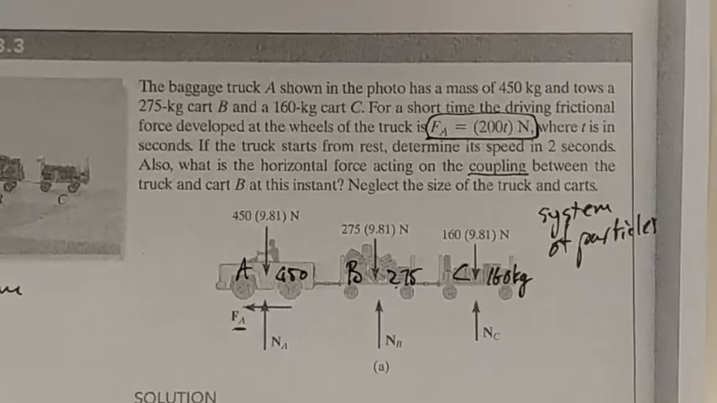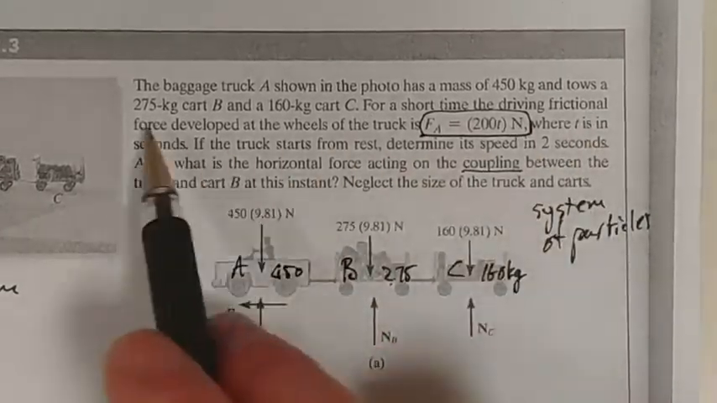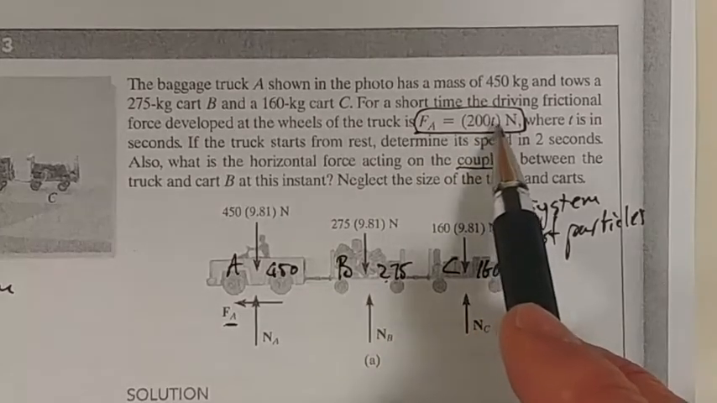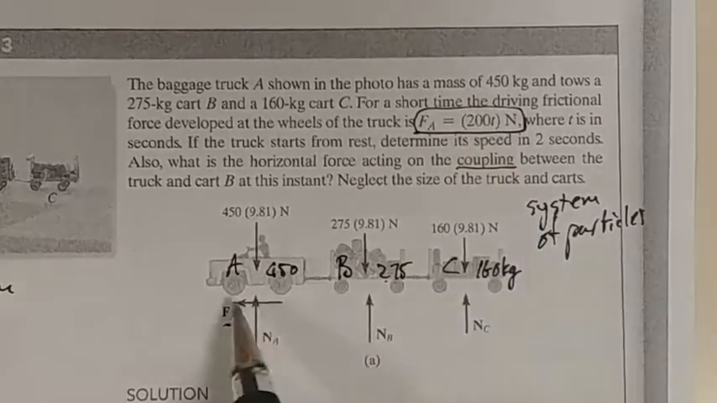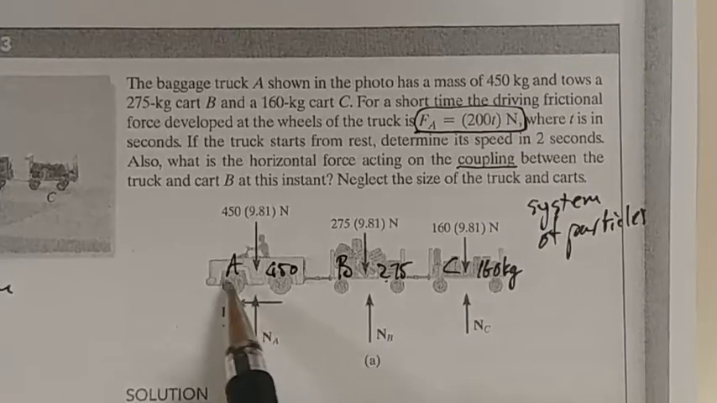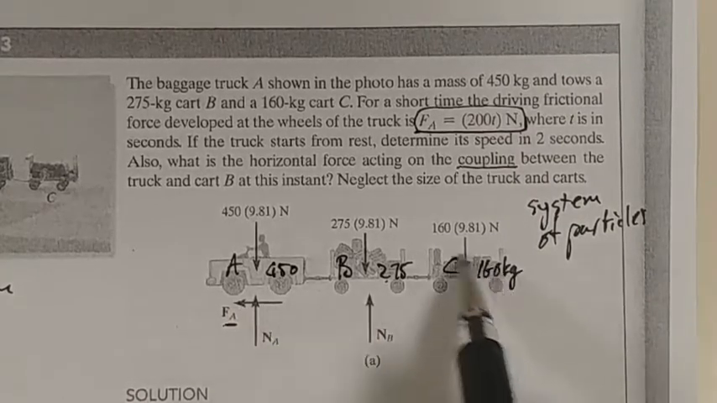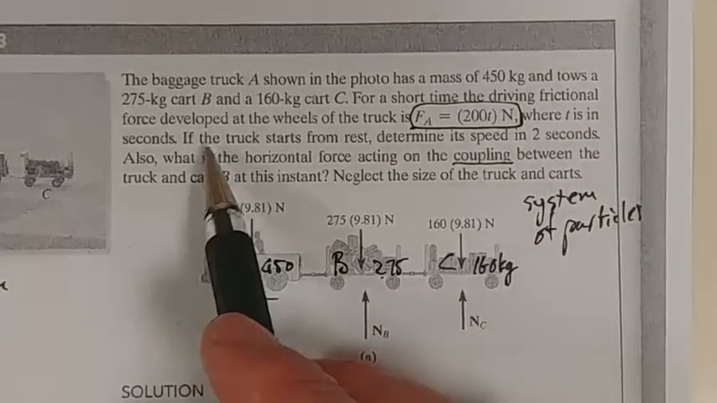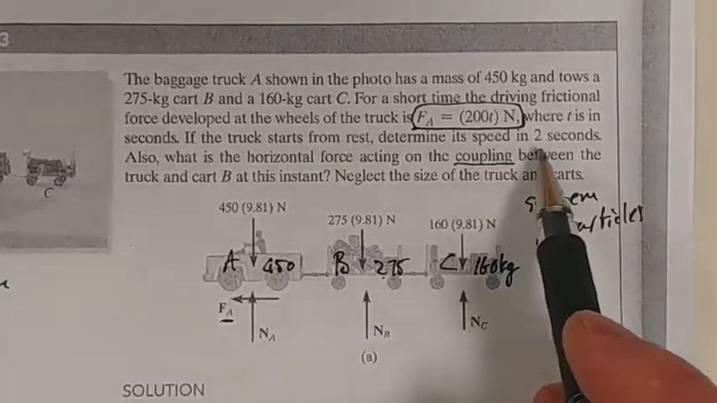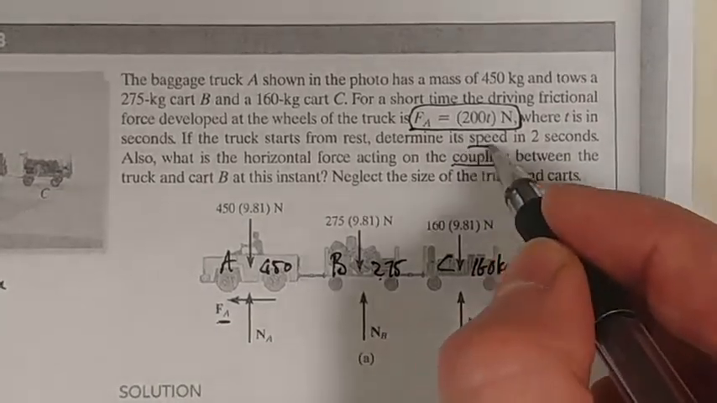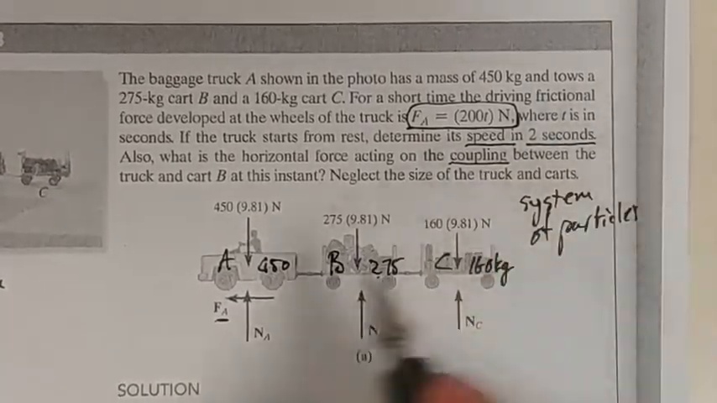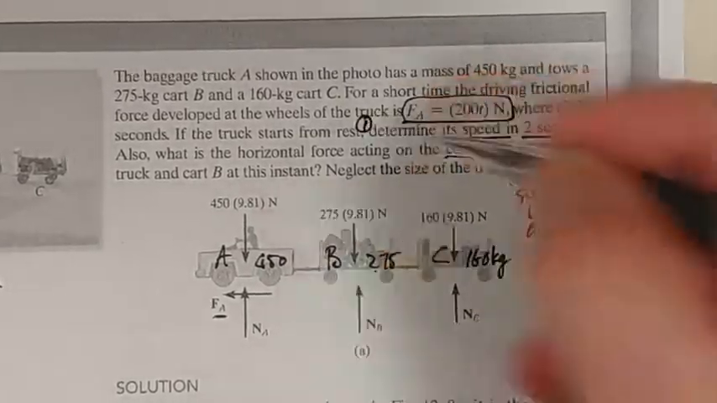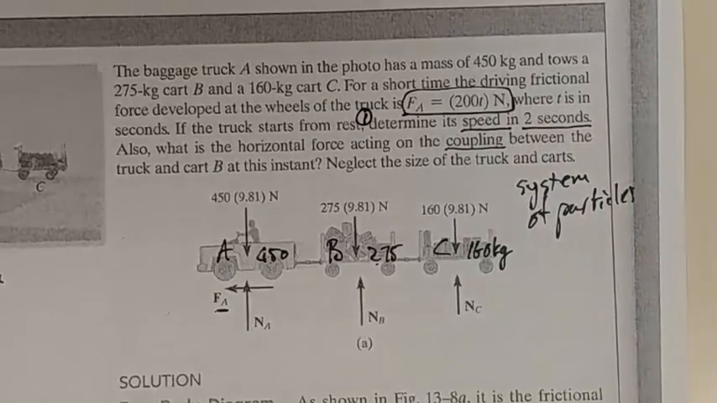For a short time, the driving frictional force developed at the wheels of the truck is FA equals 200t, so it's a function of time. This is the force that is causing this whole system to accelerate. If the truck starts from rest, determine its speed in 2 seconds. So we need to find speed information at a certain time. That's question 1.